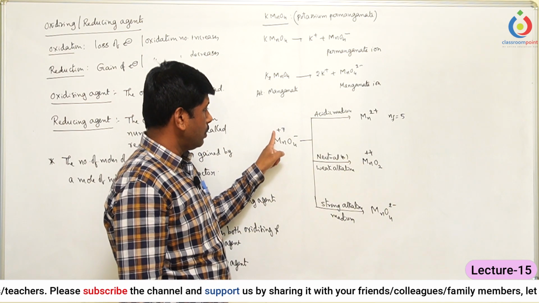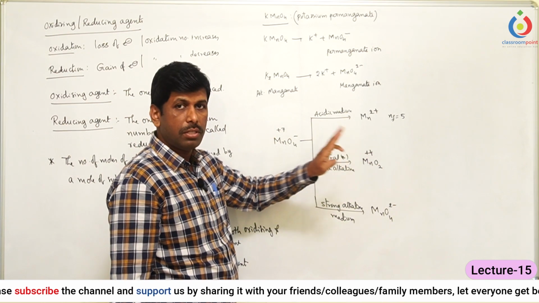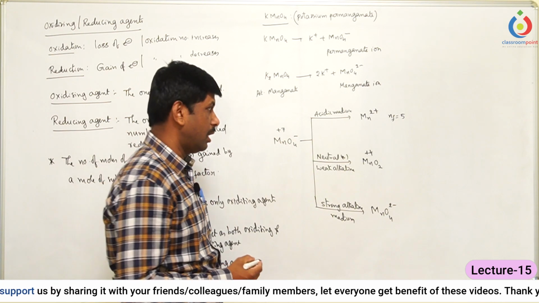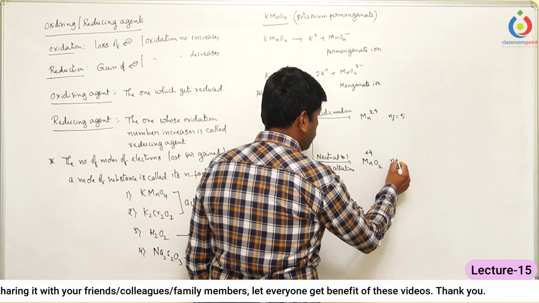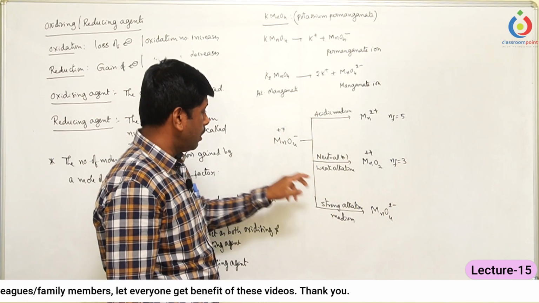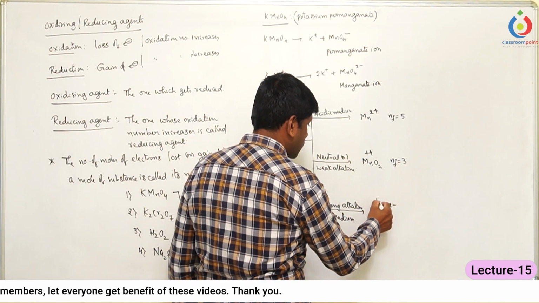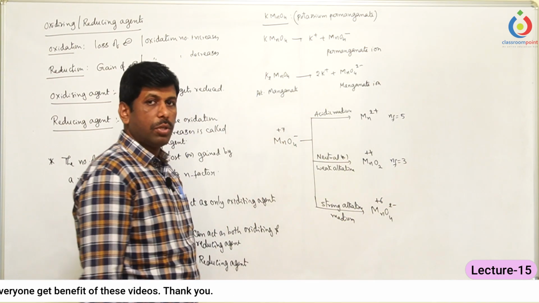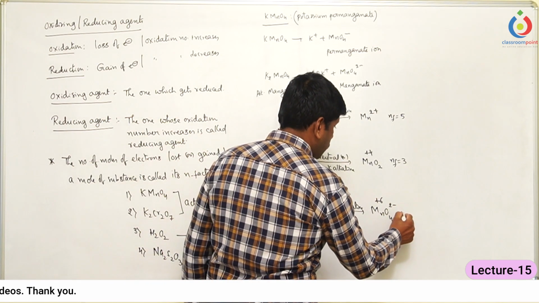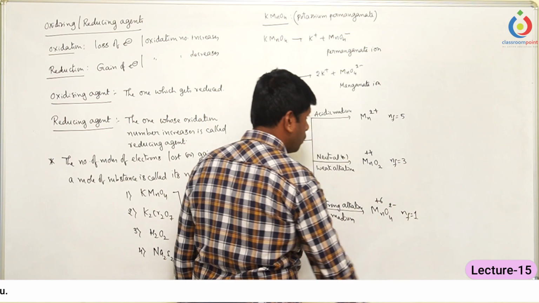Out of 7 positive charges, still 4 are present, means 3 are neutralized. That means it gained how many number of electrons? 3 electrons. That's why we can write down its N factor value is equals to 3. And here, manganese oxidation state is +6. So only 1 positive charge is neutralized. That means it gained only 1 electron. So its N factor value is equals to 1.